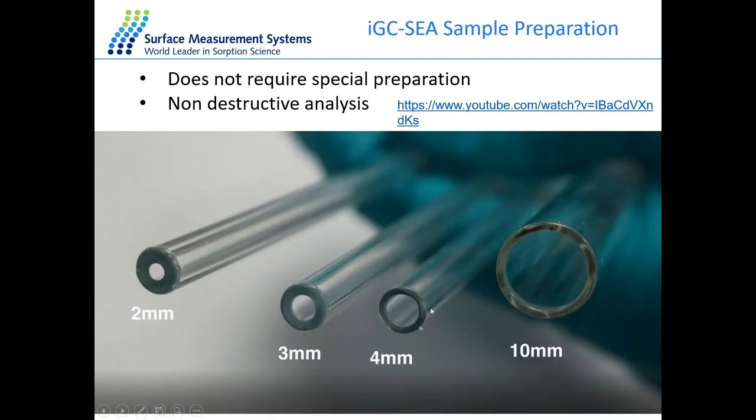And we have a series of different sizes of columns for different natures of samples. So for example, we can put our film or fiber sample in the 4 mm column, or we can put some powder sample in the 2 or 3 mm column. And the sample preparation for the IGC column is rather simple. You can do it within just 5 minutes. And we also have a video on YouTube telling you how to do the sample preparation, so you can have a look later after the meeting if you're interested.